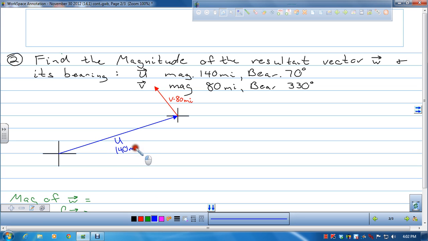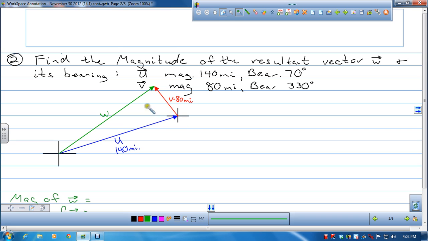So let's start piecing things together. We know that our resultant vector is going to be this one. We're going to make it green. We start over here where we originally started and end up where we ended there. So we're going to call that vector w. That's what we have here, the resultant vector w.